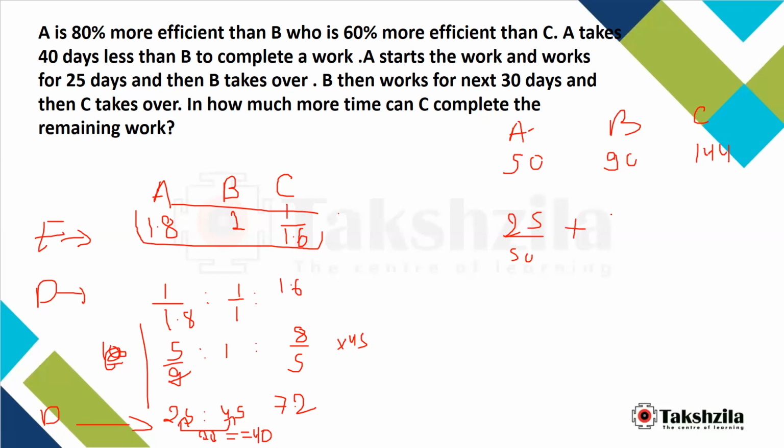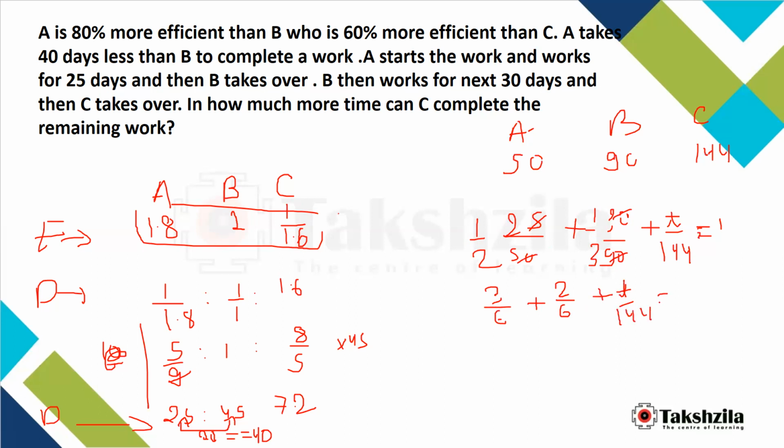B then works for 30 days. So 30 by 90. And C takes over. In how many days will C complete? So for C, this can be written as T upon 144 equals 1. So this will be 1 by 2. This will be 1 by 3. This can be written as 3 by 6. And this can be written as 2 by 6. So 5 by 6. So this will be T by 144 equals 1.